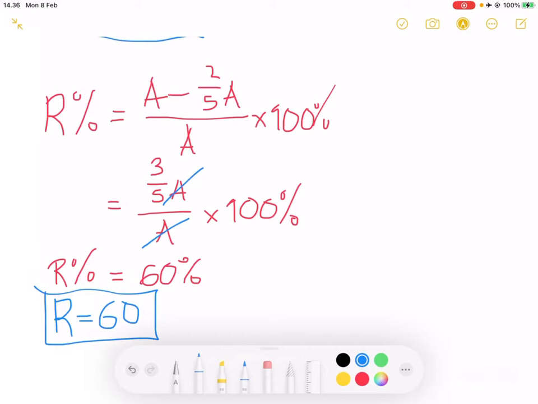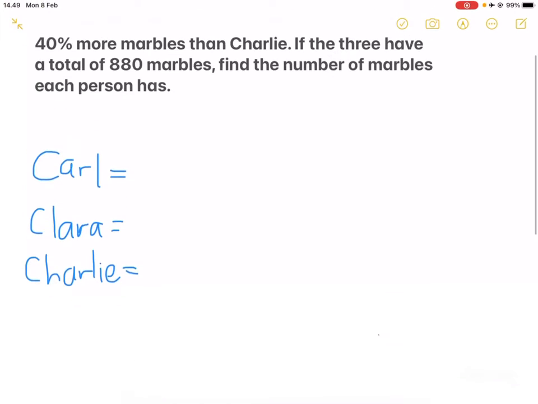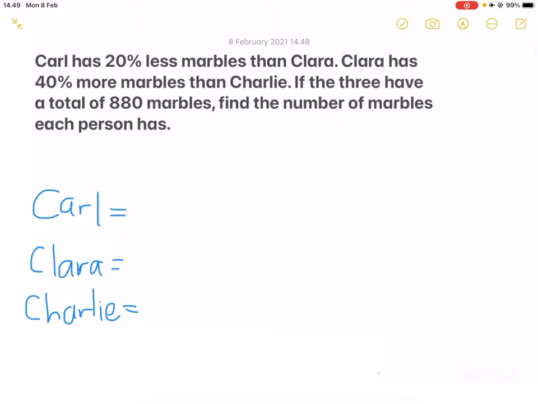So I would consider doing one more example and I will give you some homeworks. Alright, for the last example, Carl has 20% less marbles than Clara. Clara has 40% more marbles than Charlie. If all three have a total of 880 marbles, find the number of marbles each person has.